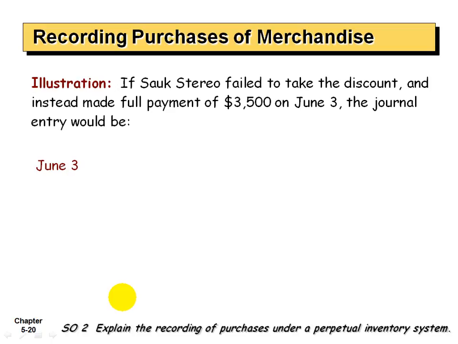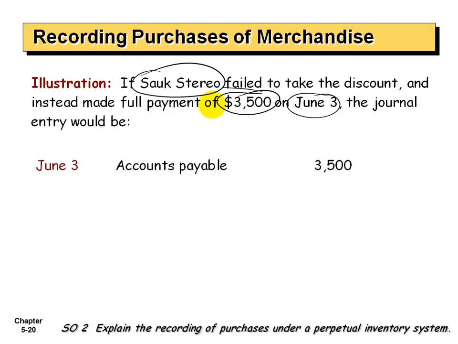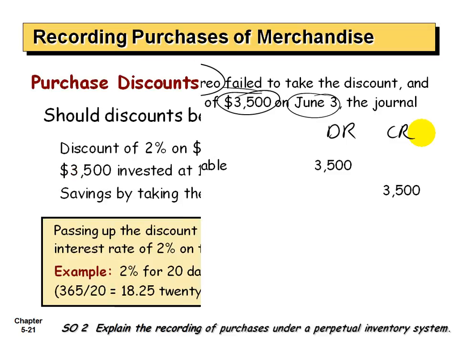Okay, so what if that customer didn't pay off by the 10 days? Well, it's going to be due within 30 days. So on June 30th, now they're going to pay off the full amount. So just like we saw before, you're going to zero out the liability with a debit, and then the offsetting credit, there's no discount, so you have to pay the full balance here of 3,500 crediting cash.